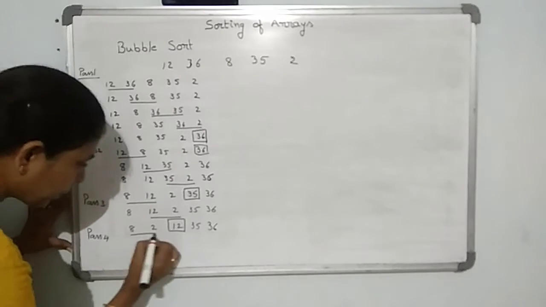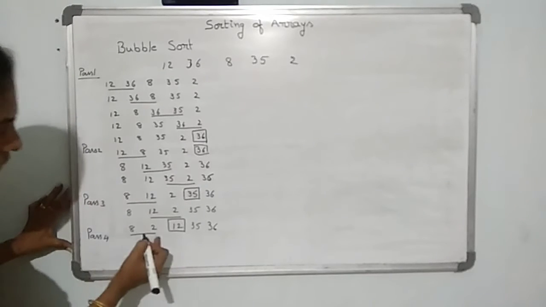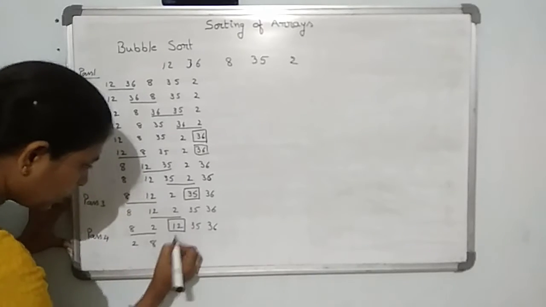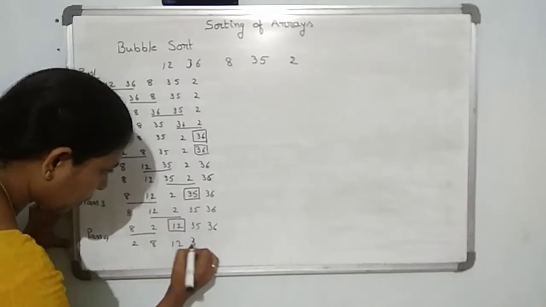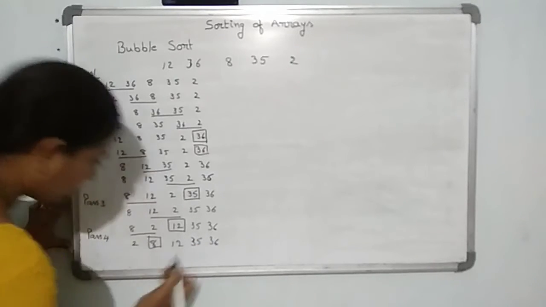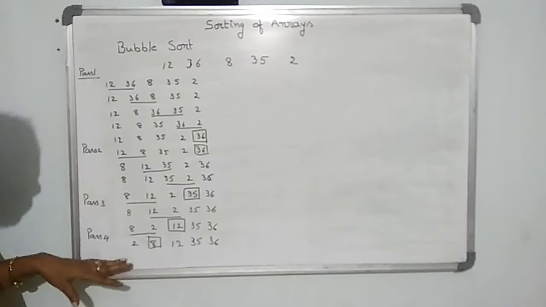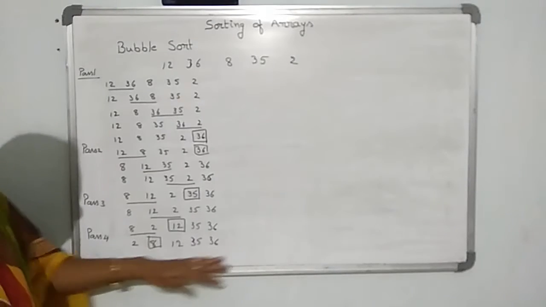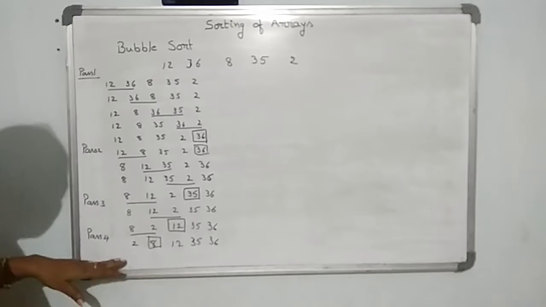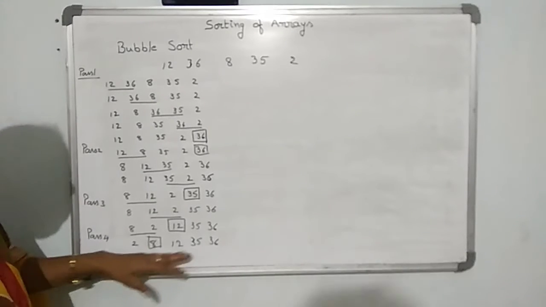8, you can compare 8 and 2. So 8 is larger than 2. Apply the swapping: 2, 8. So these are 12, 35, 36, 87. So 8 is the next largest element. Now if you check these, all of them are in ascending order: 2, 8, 12, 35, 36. So this is the process of the bubble sort.